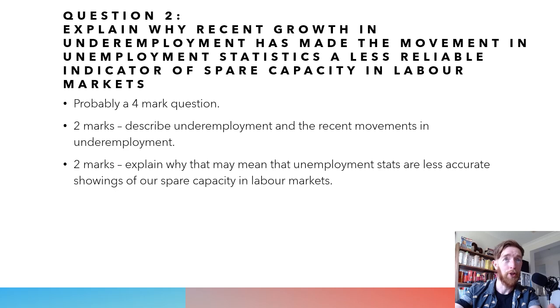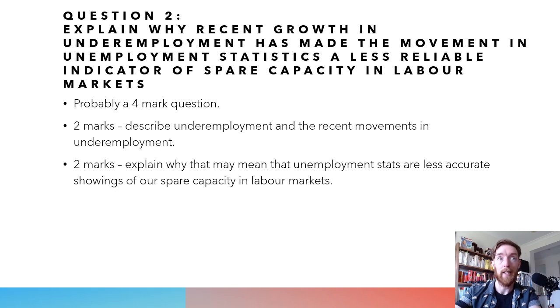Probably a 4-mark question, 2 marks for describing how underemployment and the recent movements in underemployment have happened, and 2 marks for explaining why that may mean that unemployment stats are less accurate showings of our spare capacity in labor markets.